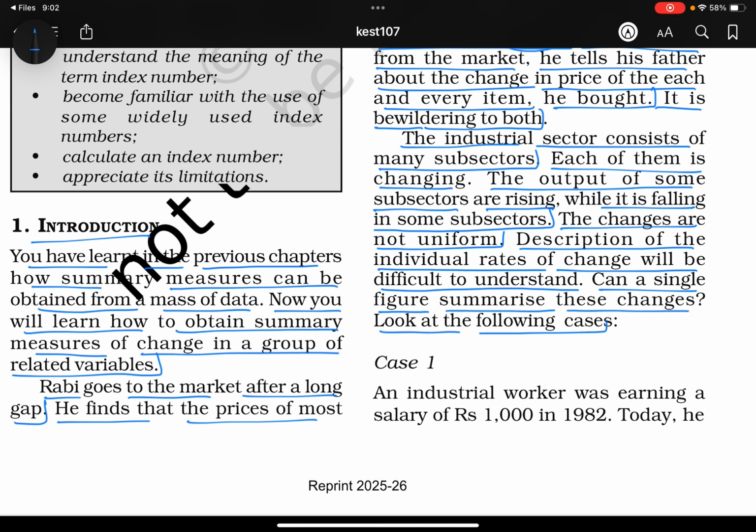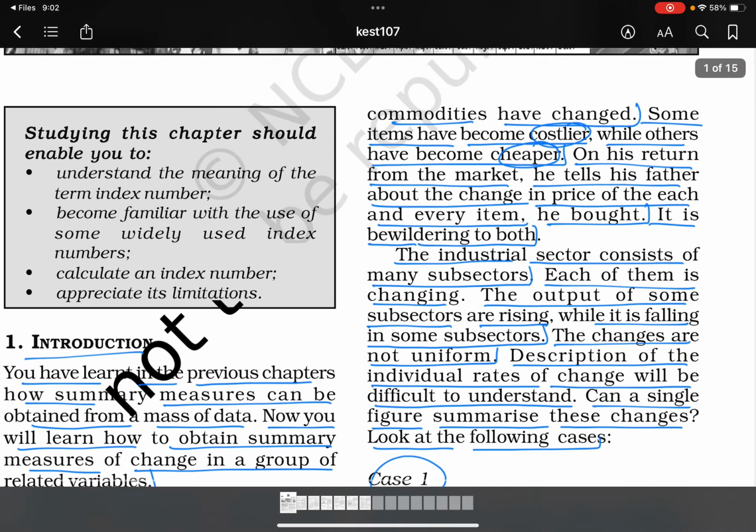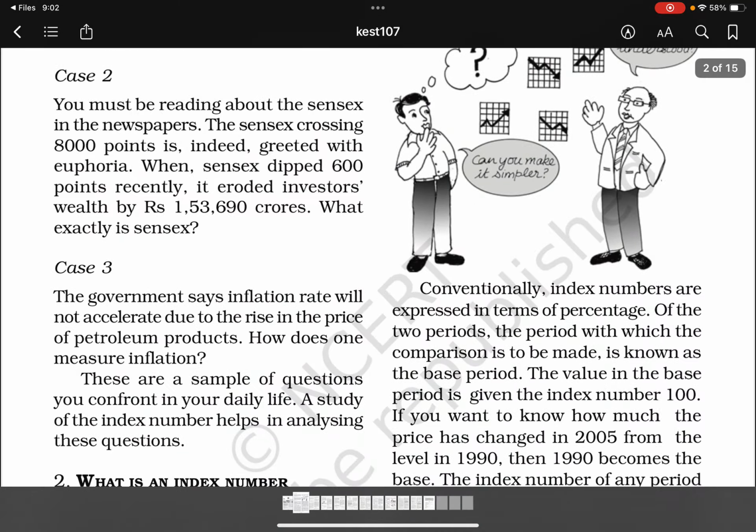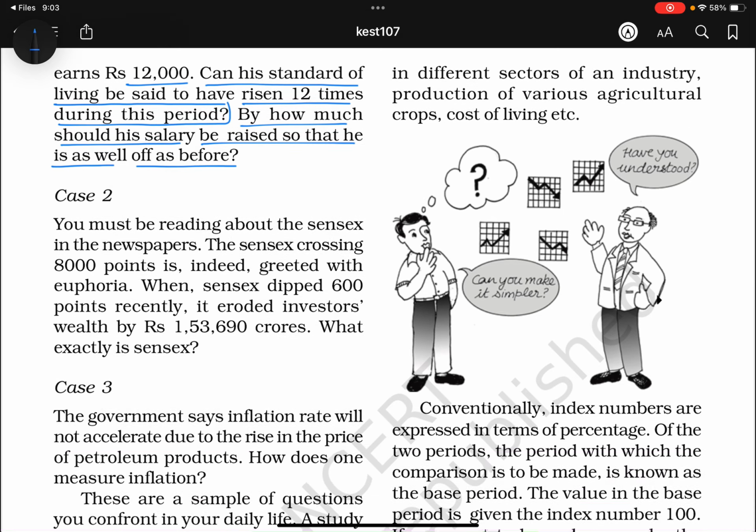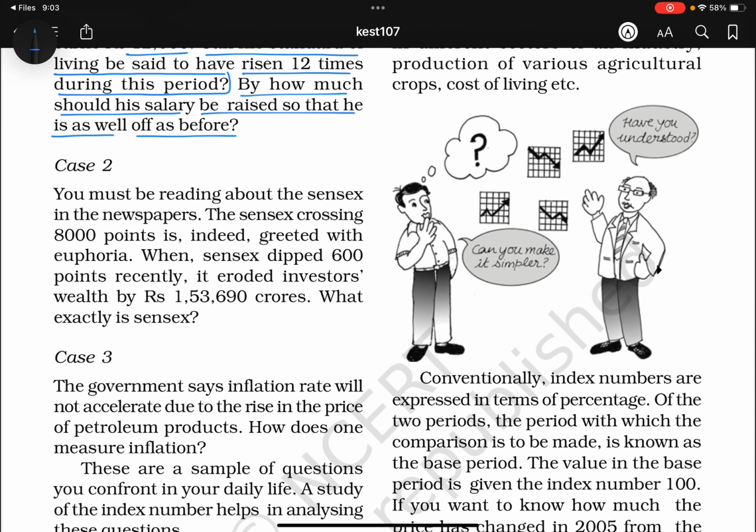Look at the following cases. Case 1. An industrial worker was earning a salary of 1,000 in 1982. Today he earns 12,000. Can his standard of living be said to have risen 12 times during this period? By how much should his salary be raised so that he is as well off as before?